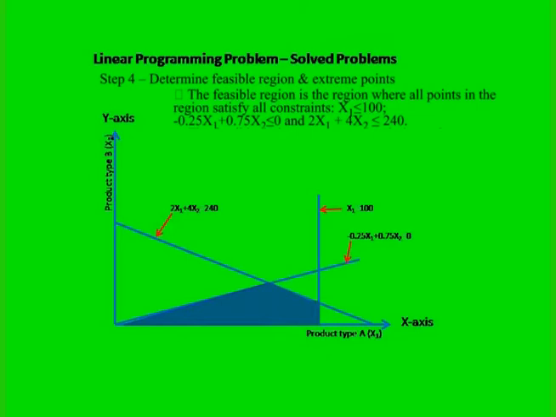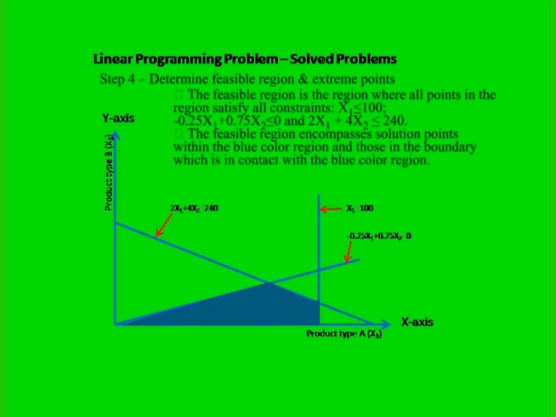The feasible region is the region where all points in the region satisfy all constraints, that is, x1 less than or equal to 100, negative 0.25x1 plus 0.75x2 less than or equal to 0, and 2x1 plus 4x2 less than or equal to 240. The feasible region encompasses solution points within the blue color region and those on the boundary which is in contact with the blue color region.